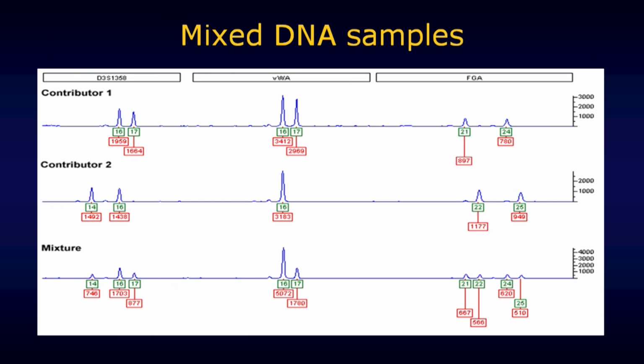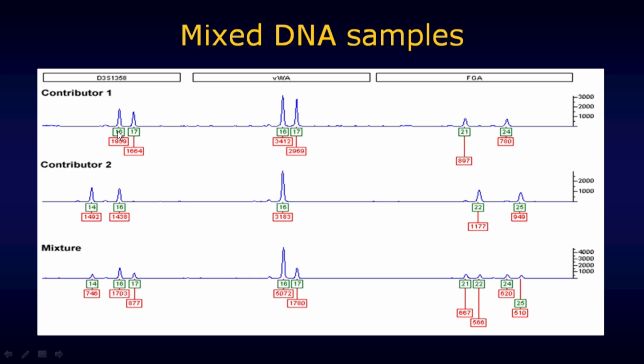Now we want to talk about what you see when we're talking about a mixed DNA profile sample. What this particular set of electropherograms is showing you is what happens when we generate DNA profiles from reference samples and then mix the DNA that comes from those individuals into a mock evidence sample. The top two electropherograms, labeled contributor 1 and contributor 2, are showing DNA profile information for 3 loci each, the D3 locus, the VWA locus, and the FGA locus.